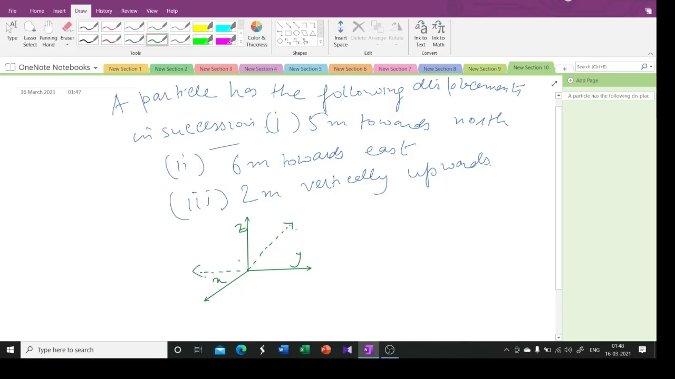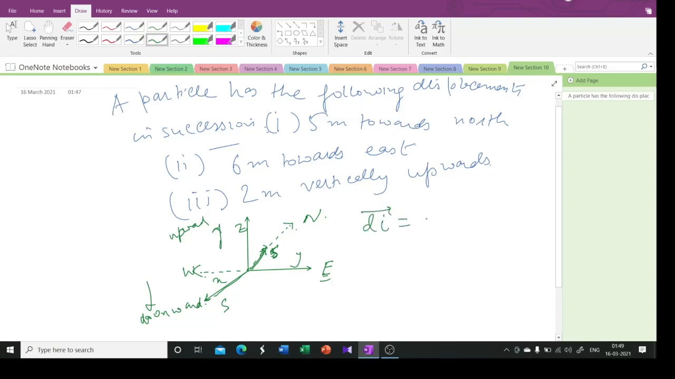Okay, so let's follow a convention. Let this point towards the north, then this is south, right? This is east and this is west, and this direction is upward and this is downward. Simple enough. So what it says is that it covers 5 meters towards the north, that is it goes 5 meter like this. So if this is a positive x-axis, then this is negative x-axis, right? So the first displacement, let us represent by d1.